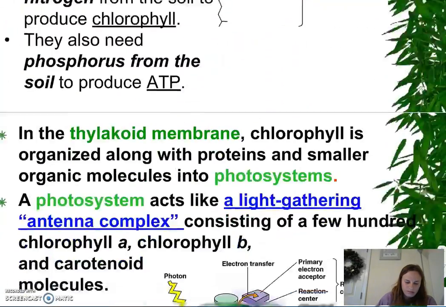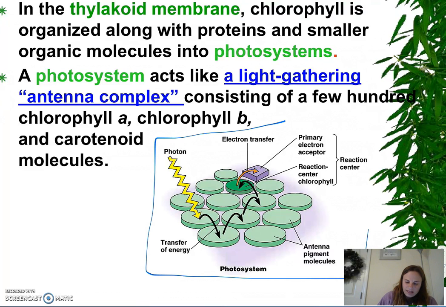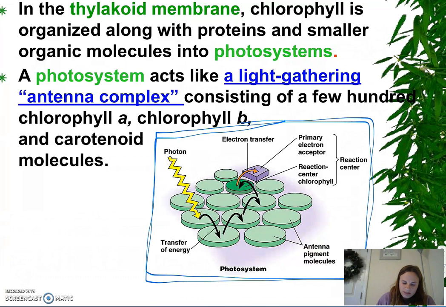So let me show you what I mean. Here is an example of a photosystem. Like I said, it's found on the thylakoid membrane, and it consists of a few hundred different pigments, such as chlorophyll A, chlorophyll B, and carotenoid molecules. This photosystem acts like a light gathering antenna complex, where it's going to contain a primary electron acceptor, which is part of the reaction center.